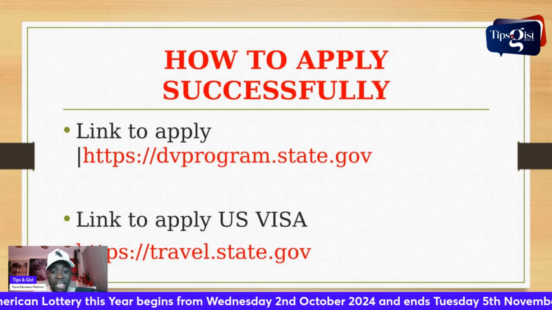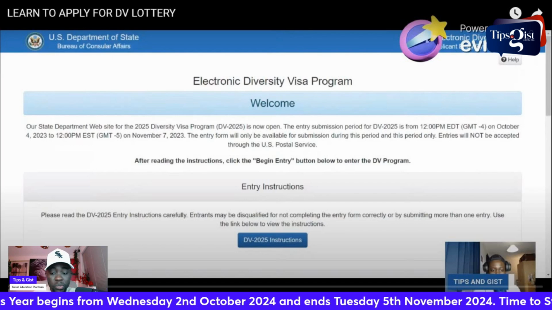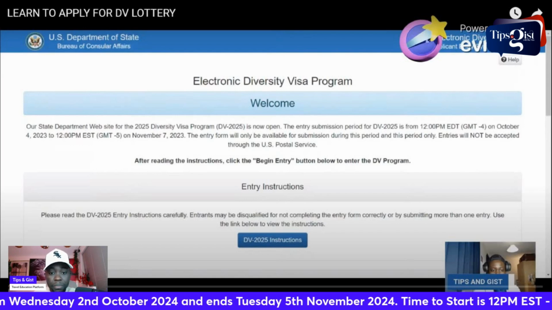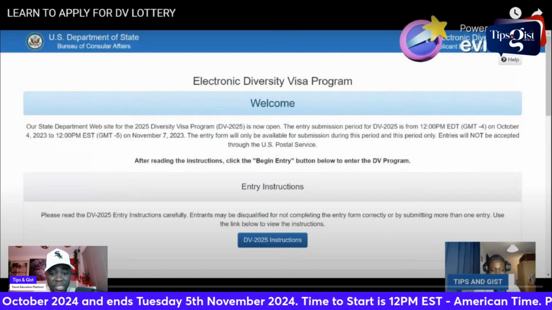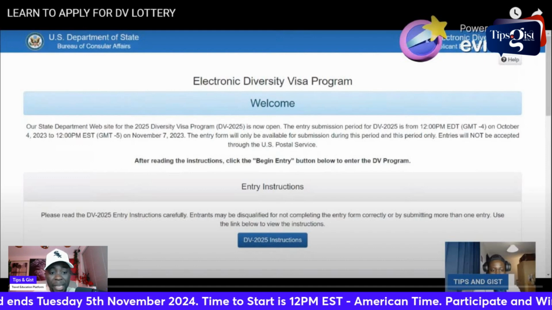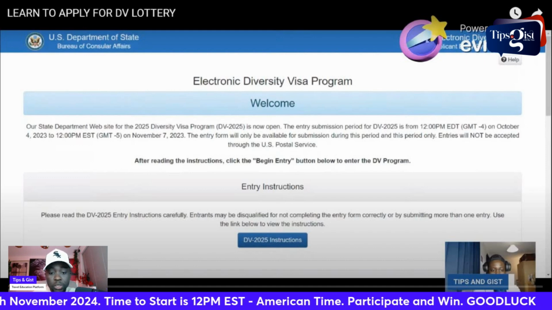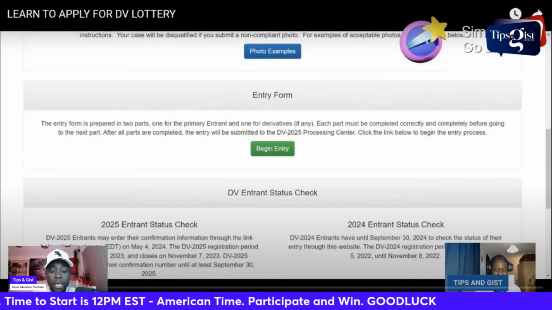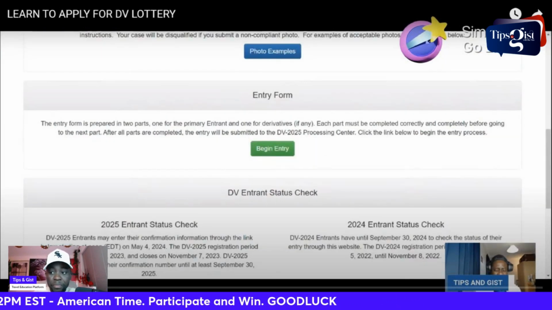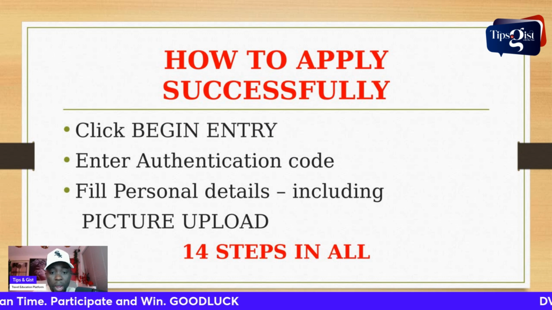Now, when you click on dvprogram.state.gov, it brings you to the website. This is how the website is. You can see Electronic Diversity Visa Program. They will give you a welcome message with some set of instructions. So you follow the instructions, you scroll down, and you're going to see Begin Entry. When you see Begin Entry, you are supposed to click it.